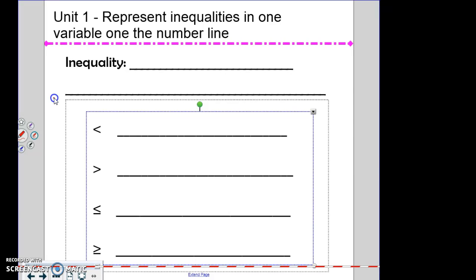So here we go. An inequality basically is a comparison that shows sides are not equal. All right, so think about the word equal in that word. And then think about how it says in the beginning, and that means it's not equal.